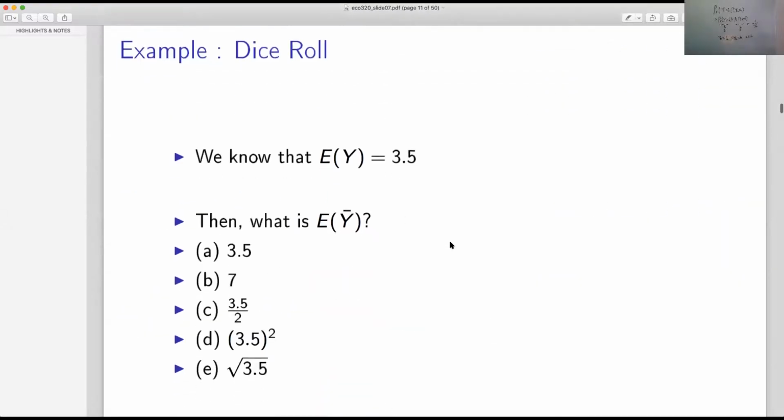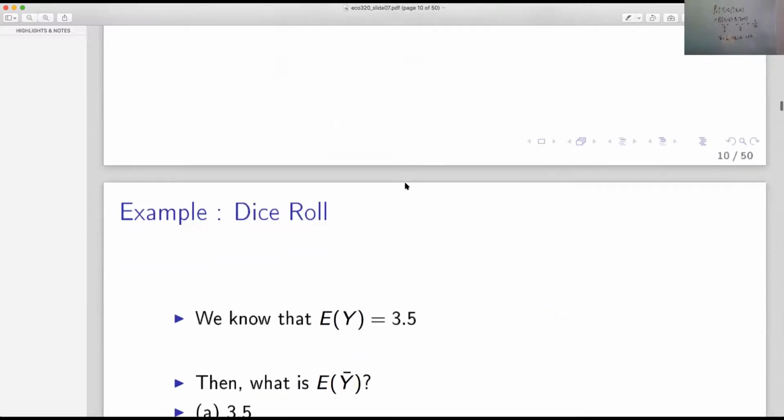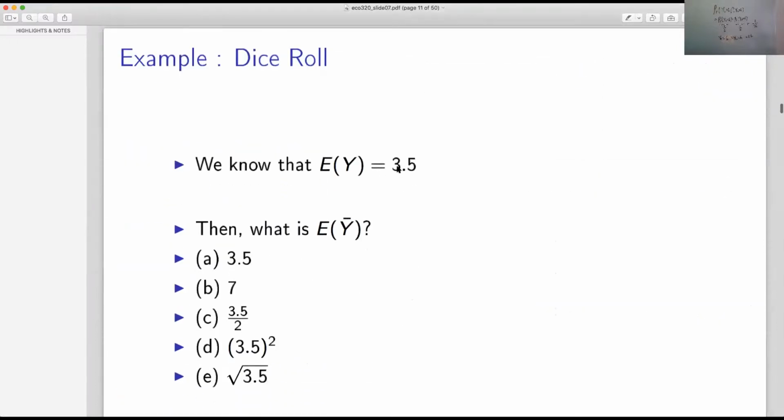So we know that the expected value of Y equals 3.5. If you are confused, let me know. This is just 1 plus 2 plus 3 plus 4 plus 5 plus 6, divided by 6, right? Or you can multiply, because each of them has a probability of 1 over 6. As we learned before the midterm, you can multiply 1 times 1 over 6, plus 2 times 1 over 6, plus 3 times 1 over 6, et cetera.